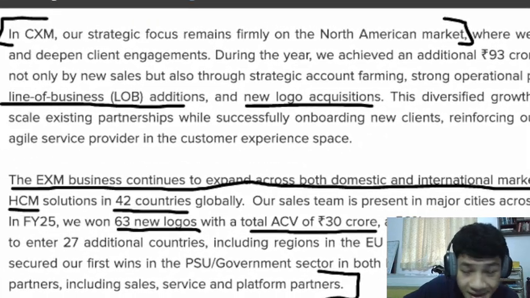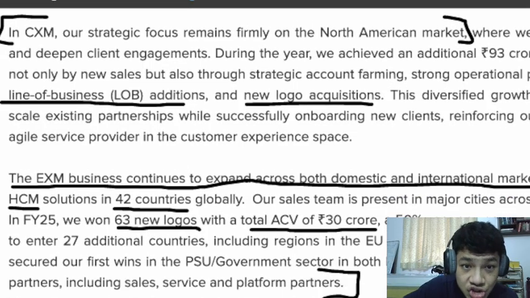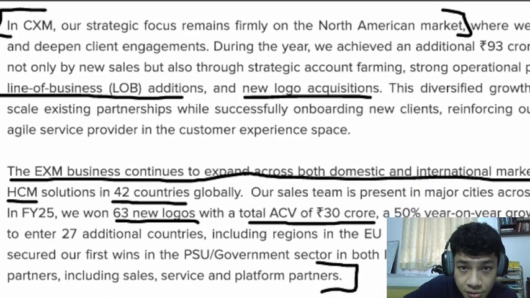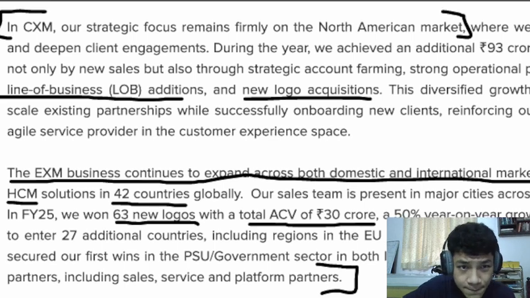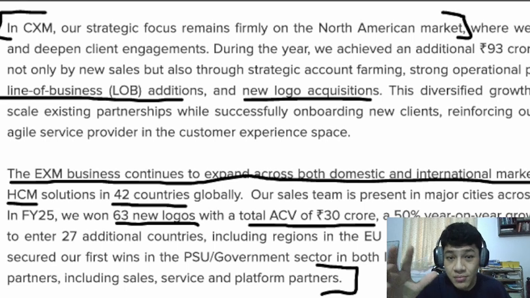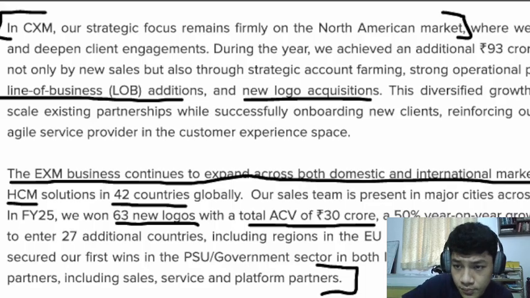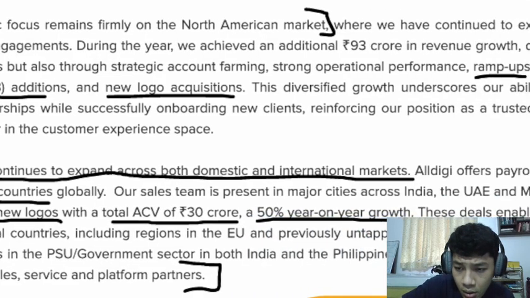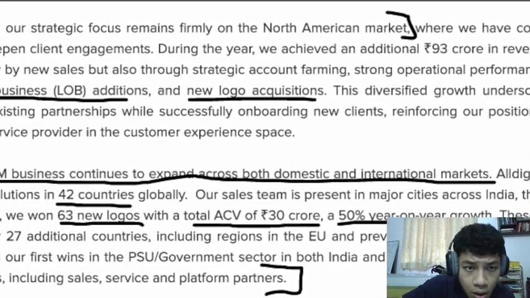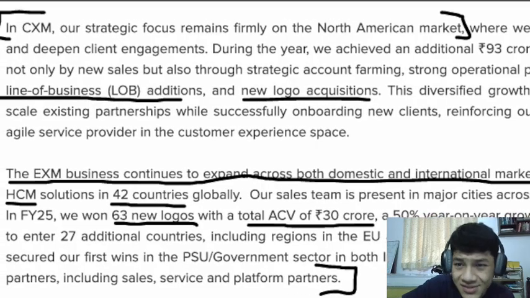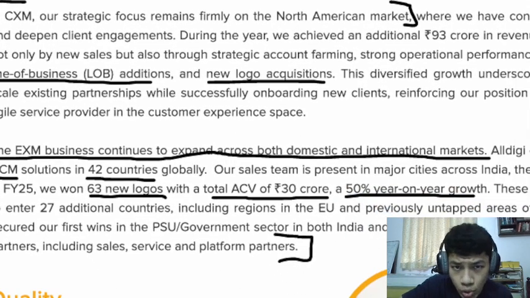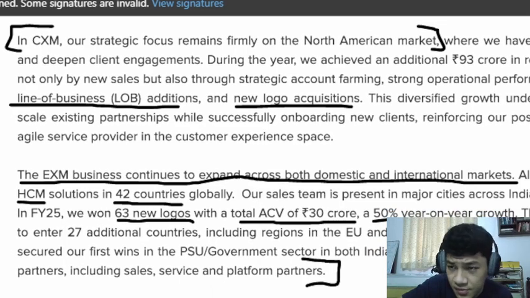Here they've said in CXM, customer experience management, focus remains firmly on the North American market. North American market seems to be the focus. Let's just read the entire thing. I think this will be more smooth. So this is under CXM.